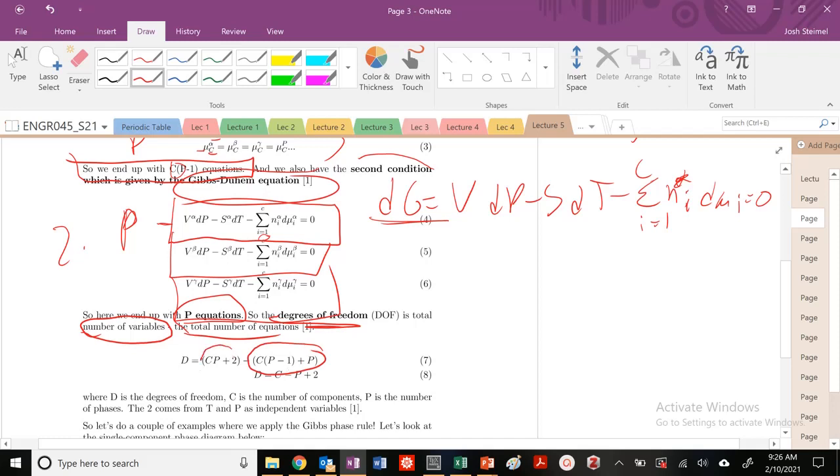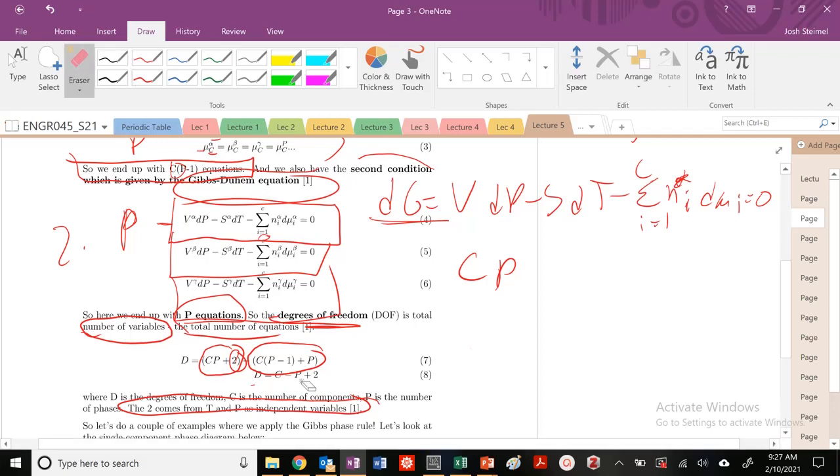And the number of our variables is C, number of components, times the phases. That's what we're kind of dealing with. We're dealing with C and P. How many components do we have? How many phases do we have? Now, this too comes into play because we can also vary temperature and pressure as our independent variables. So number of variables minus number of equations gives us this beautiful equation.